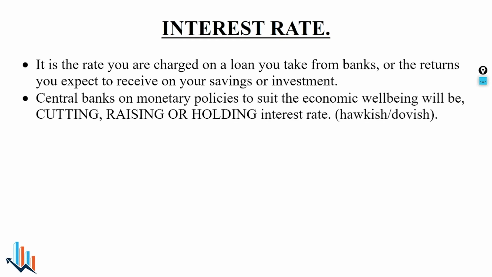Central banks, on monetary policies to suit economic well-being, will be cutting, raising, or holding interest rates. When a central bank is looking to hike or raise interest rates, we say that central bank is hawkish. And when a central bank is cutting or sending signals that they are about to cut interest rates, we say that central bank is dovish.